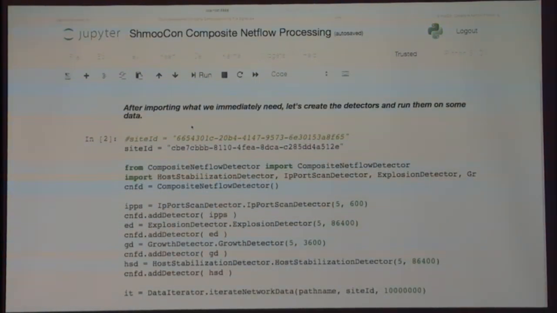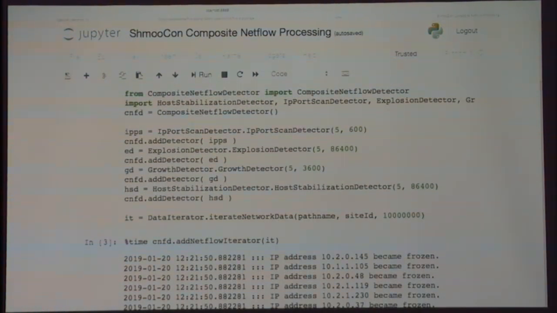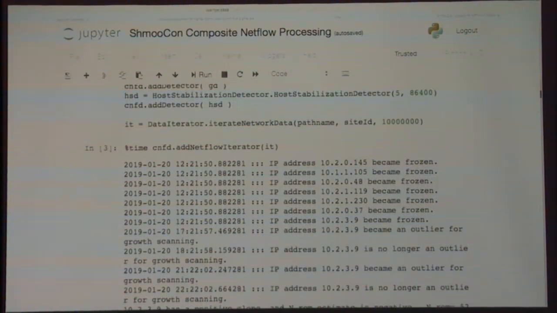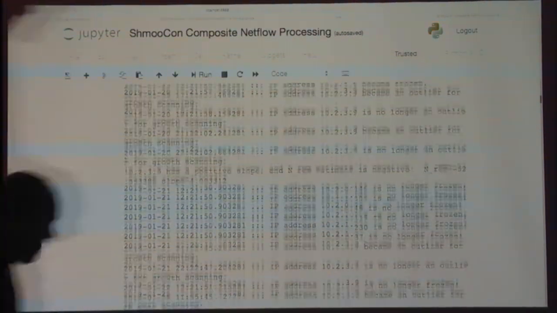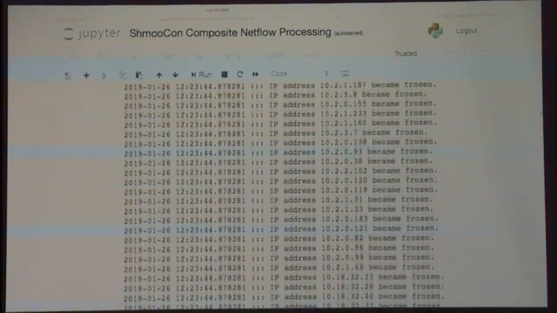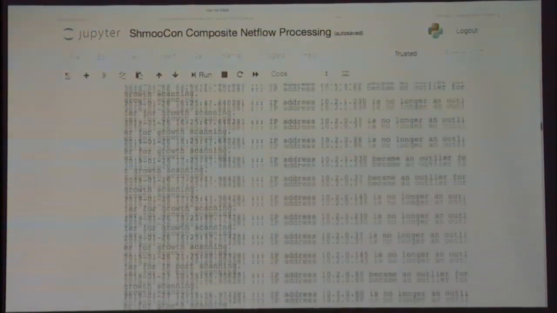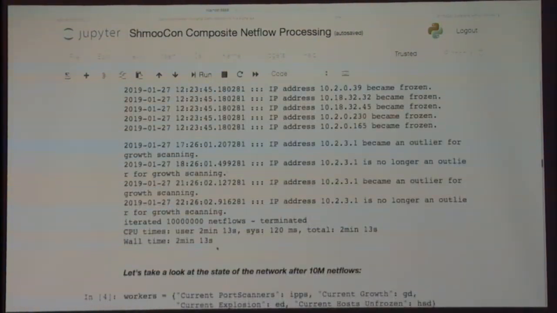So we import everything, set up the NetFlow detector, the container, add the detectors to it, and start running 10 million. We did 10 million NetFlows. I decided that was a good number because it runs pretty quickly. And so we see things becoming frozen, growth scanner, some interesting failures in freezing. And then we get to the bottom. This is a fair amount of logging. And we get to the bottom, to do 10 million, it took 2 minutes and 13 seconds.